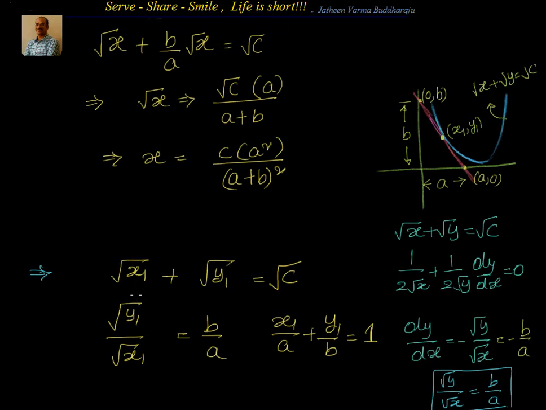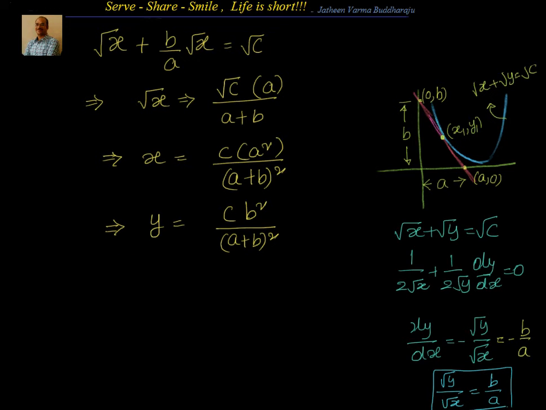Similarly, I can find out y equal to c into b square by a plus b whole square. Now once we got x and y values, what we will do is we will substitute this in the equation x by a plus y by b equal to 1.